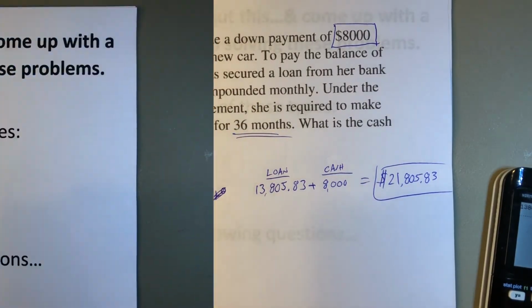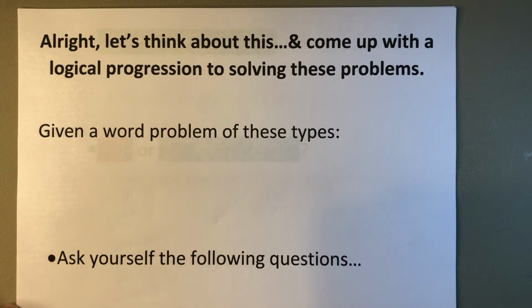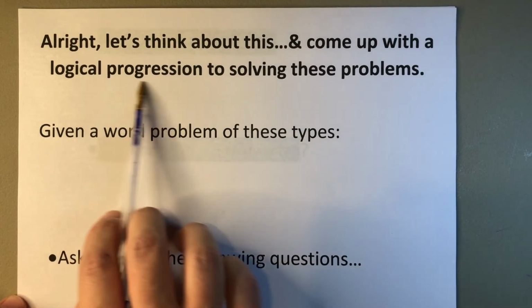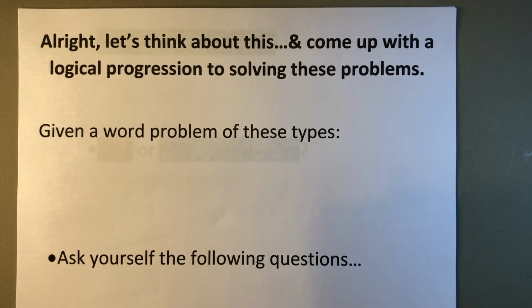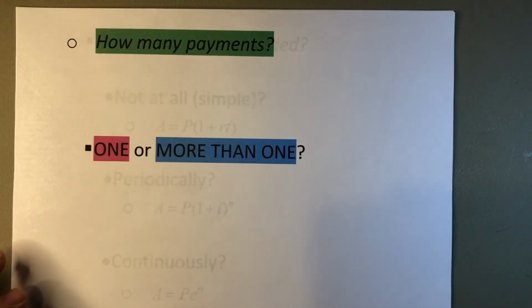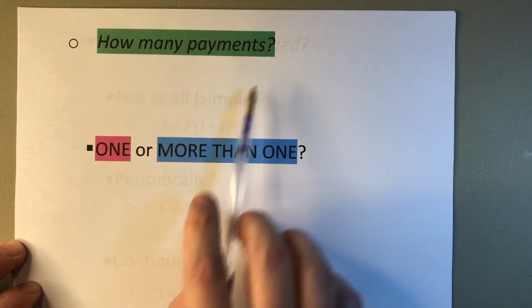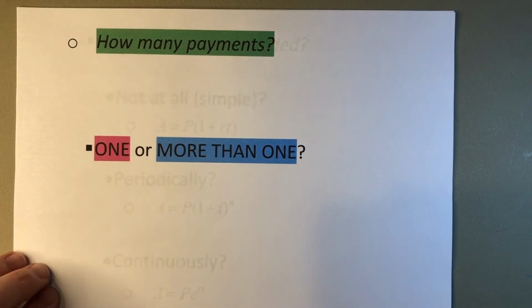Okay. So what I want you to start to do is begin to think about what's going on here. We have one more section to look at, but already I want you to start thinking about this with a logical progression. I want you to ask yourself the following questions. How many payments? Based upon the given information, how many payments? Is it one or more than one?